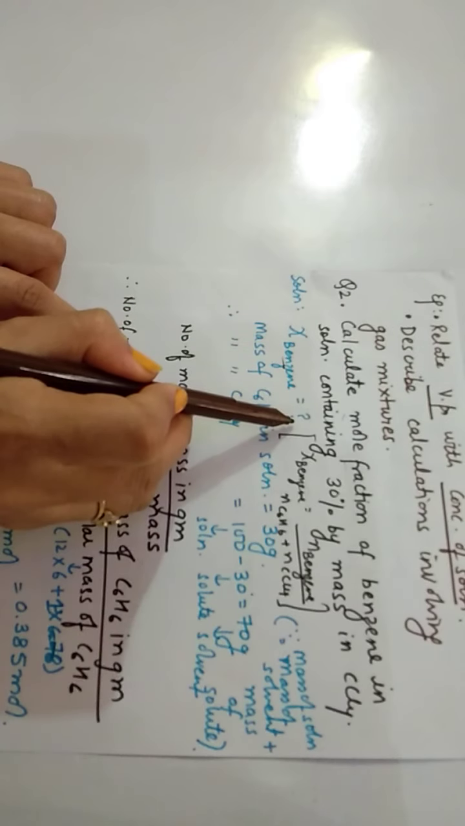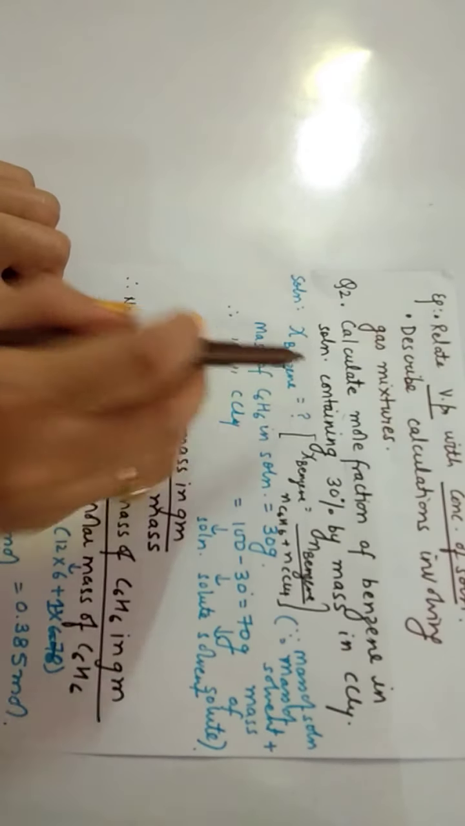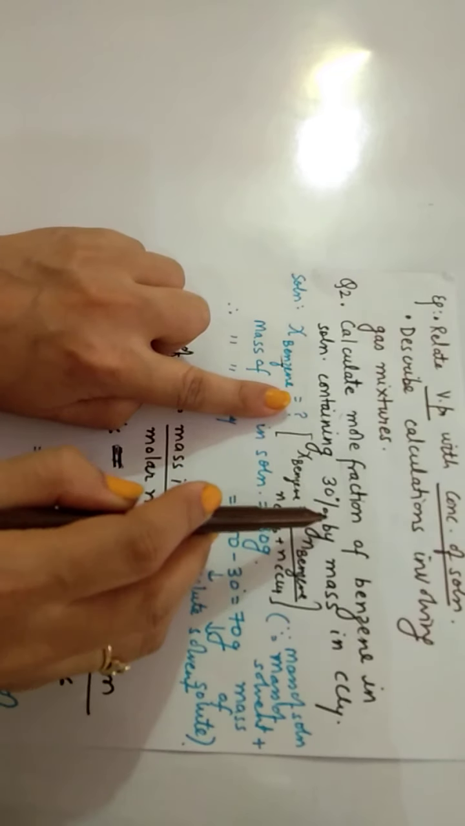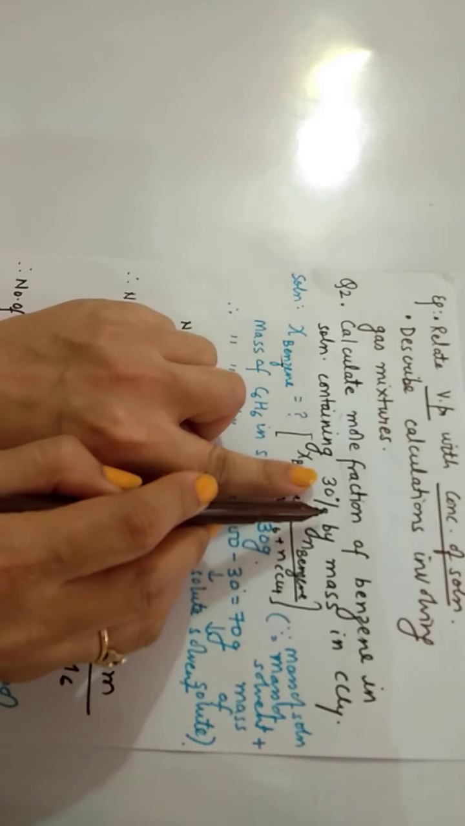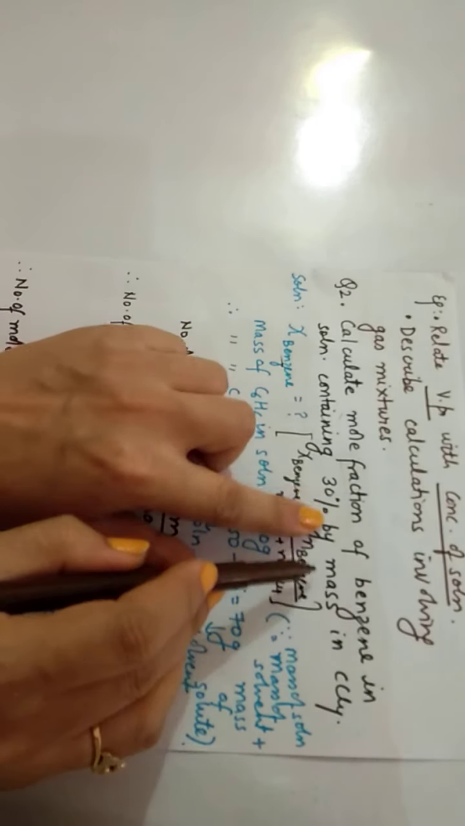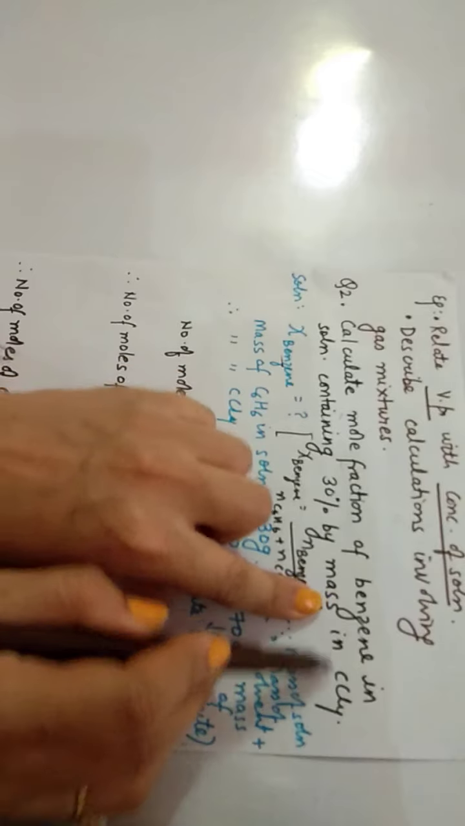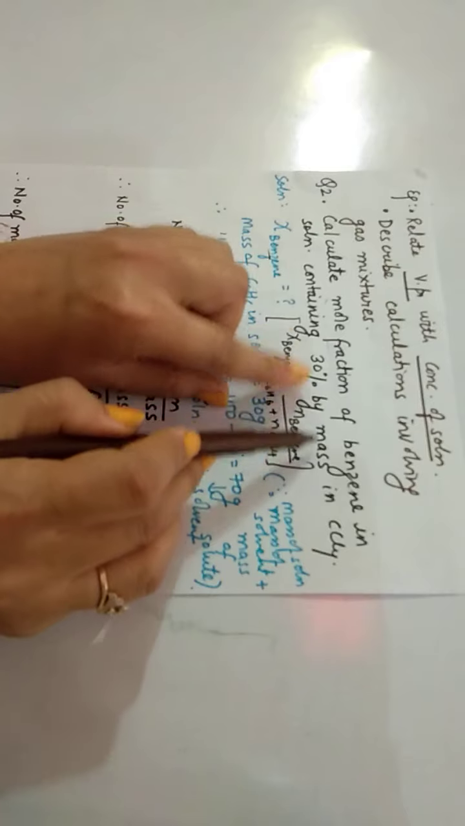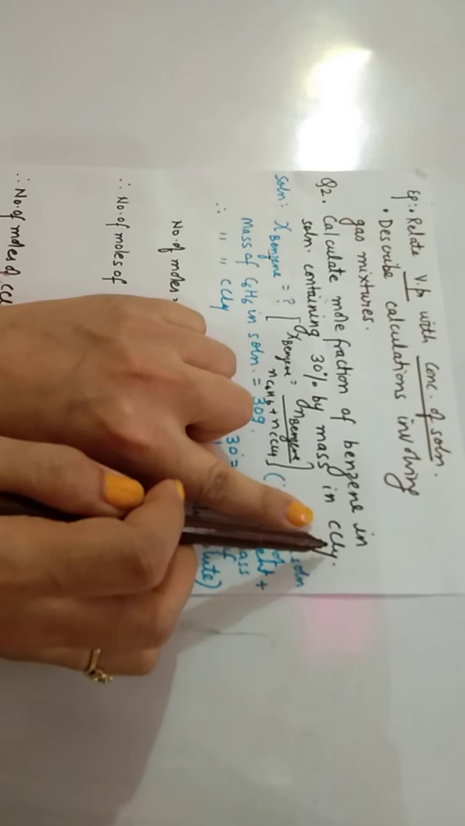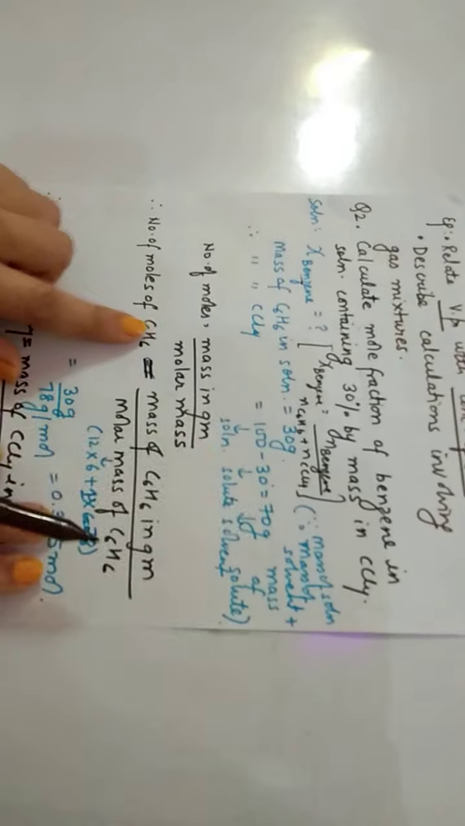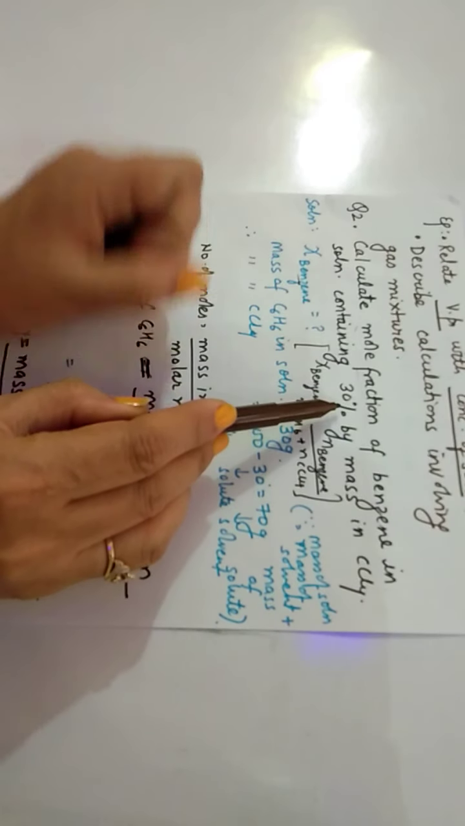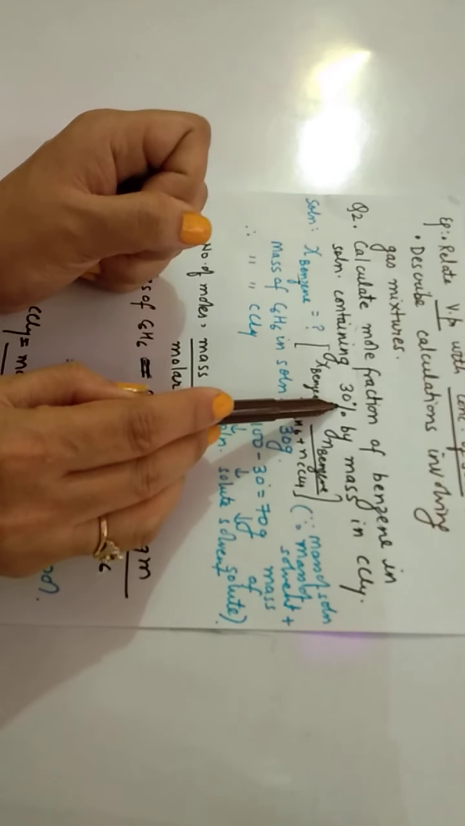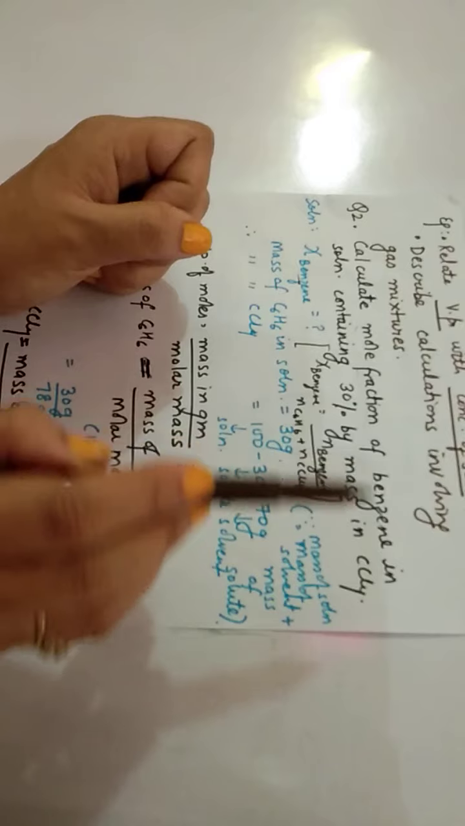Mole fraction of benzene is equal to what? In a solution containing 30% by mass, where benzene is 30% by mass, it means benzene is 30 gram by mass in CCl4. It means benzene is dissolved in CCl4, so benzene is the solute and CCl4 is the solvent. So the solution is made by mixing benzene with CCl4, where benzene is 30 gram and CCl4 we do not know.